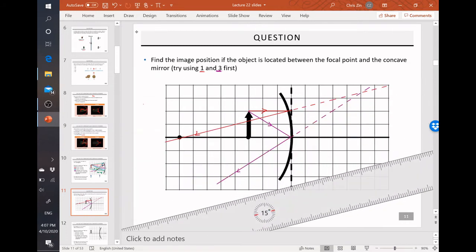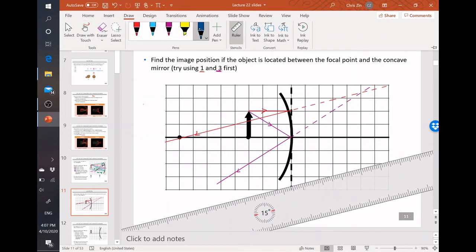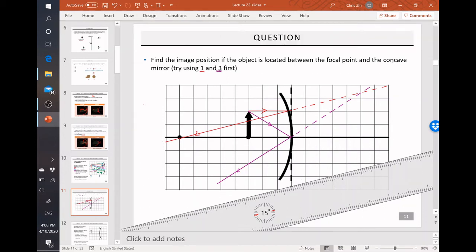And if we trace them back far enough, you can see that the trace backs actually meet at one single point. So the trace backs meet right here. That point where the trace backs meet is the image location. So if you were looking in the mirror, you would see an image of that candle located at this position behind the mirror.